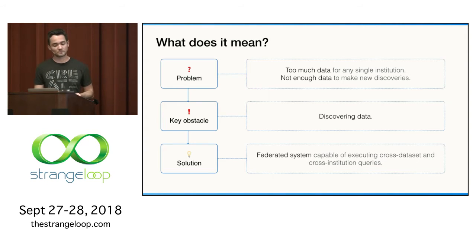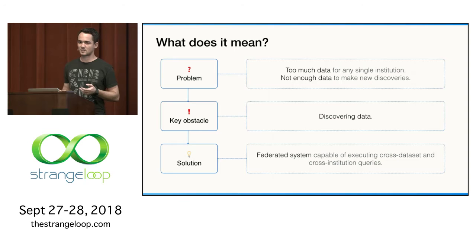What does it mean? Well, we have a couple of problems, right? We have too much data for any single institution to handle, basically. So the traditional approach of aggregating everything in a single centralized site, which is how things have been done until now, basically doesn't work anymore.